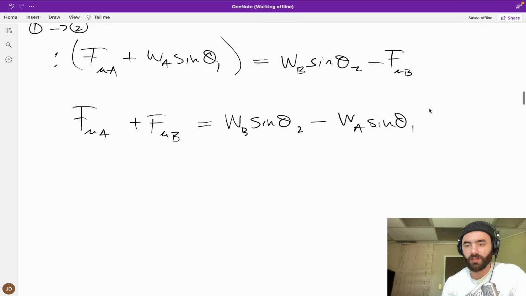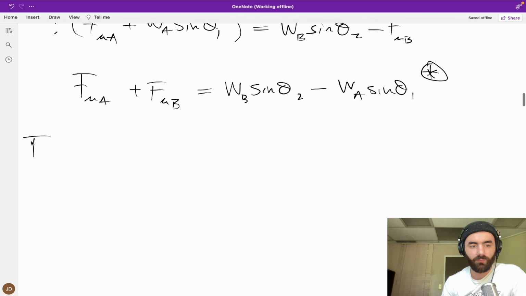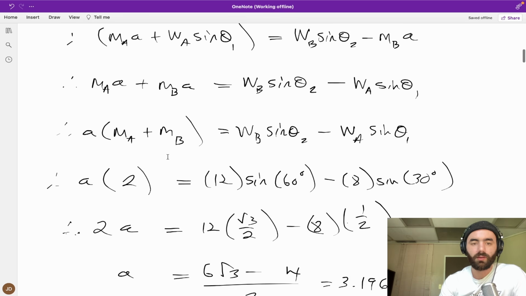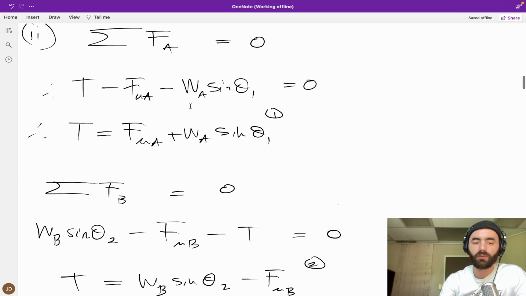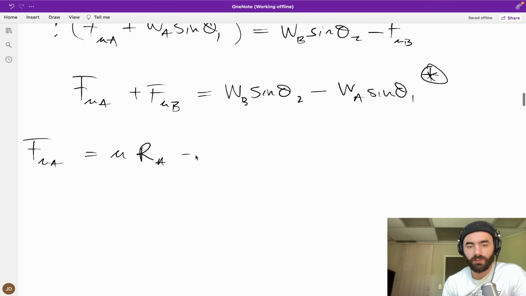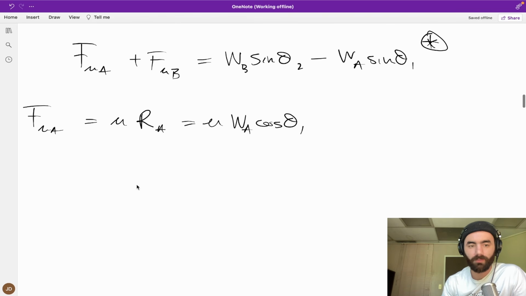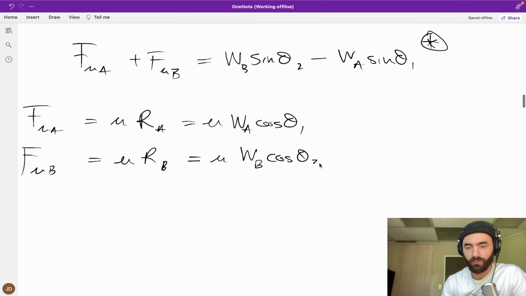Okay, so let's just star this. We're going to want to solve this equation, but let's find what these things are first. So F mu A is just mu times the reaction force on A. The reaction force on A will just be this component of the weight, which is WA cos theta 1. I have videos on all of this, that's why I'm not explaining that in detail. And F mu B would be mu R of B, which would be mu times WB cos theta 2.